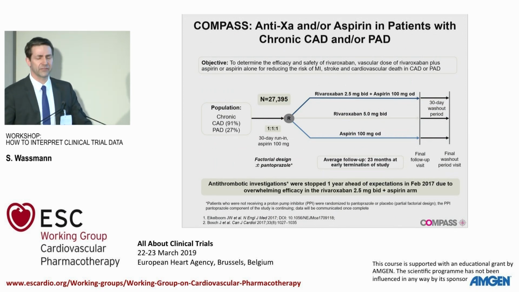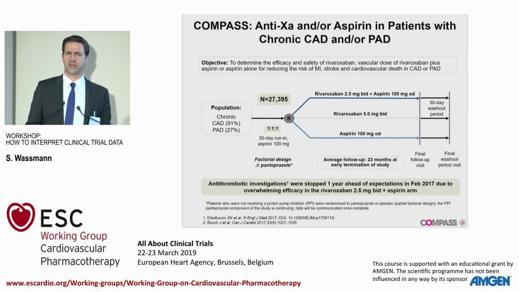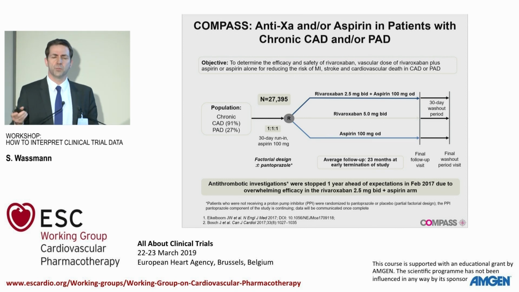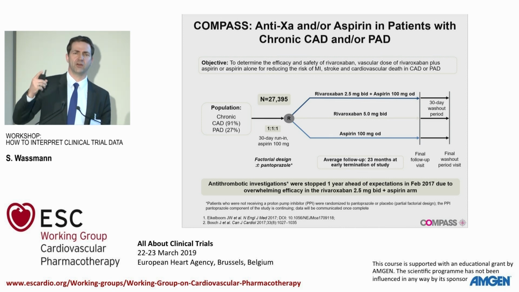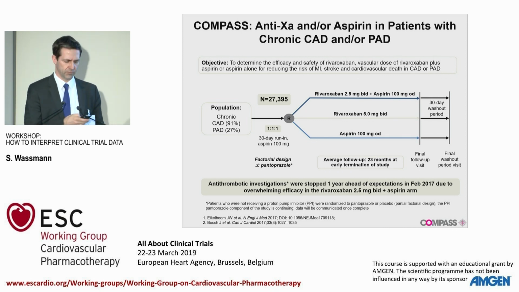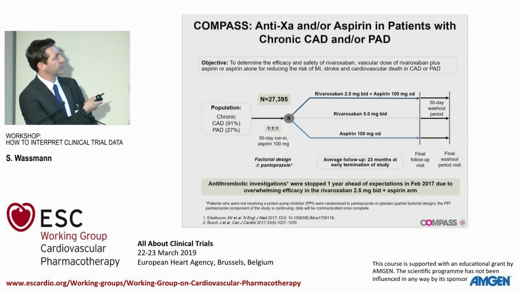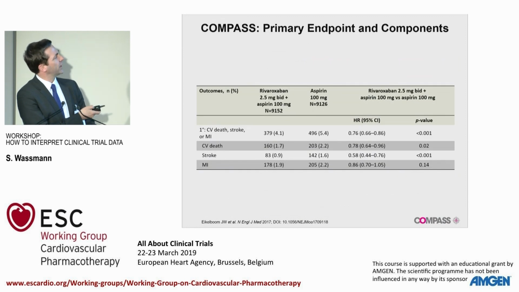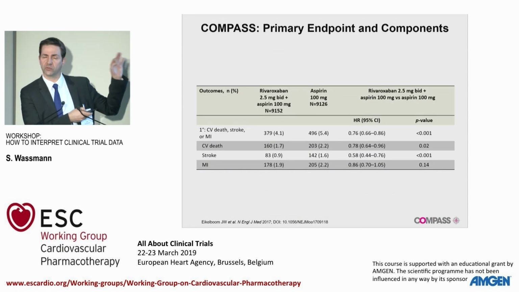Okay, so here I have something different. It's the COMPASS trial. It's also using a NOAC, but in ischemic heart disease, in PAD and in coronary disease. And this was testing the value of add-on rivaroxaban 2.5 BID to aspirin, so a very low dose. So the groups were rivaroxaban 2.5 plus aspirin, rivaroxaban 5 monotherapy or aspirin monotherapy. Large trial, 27,000 patients.